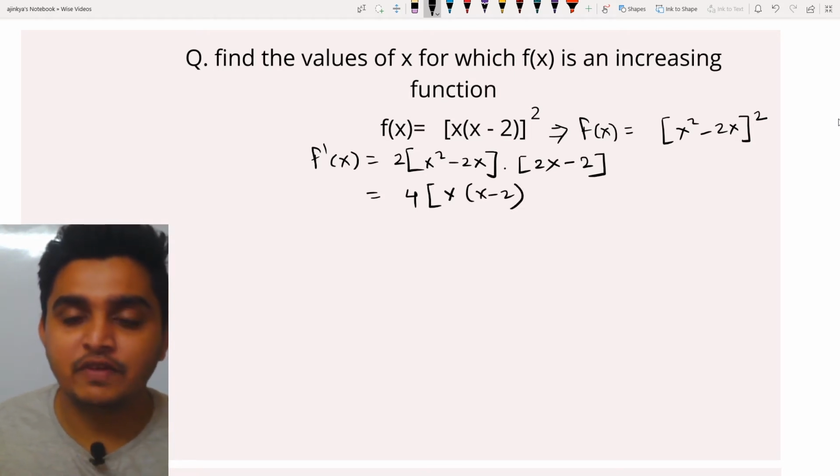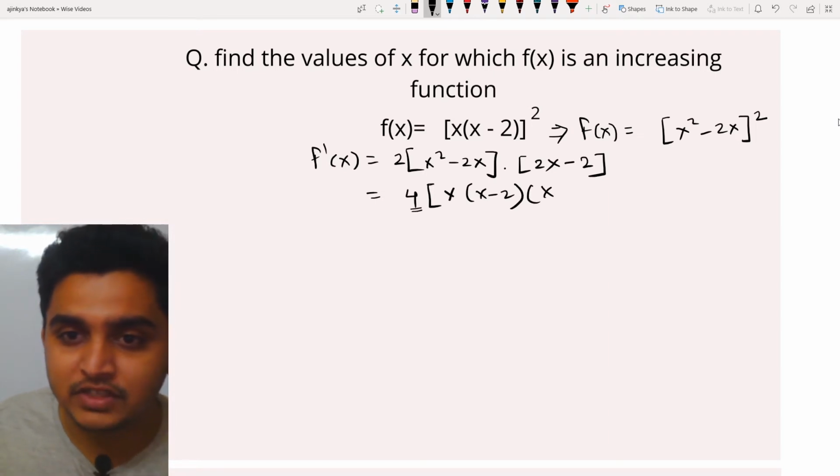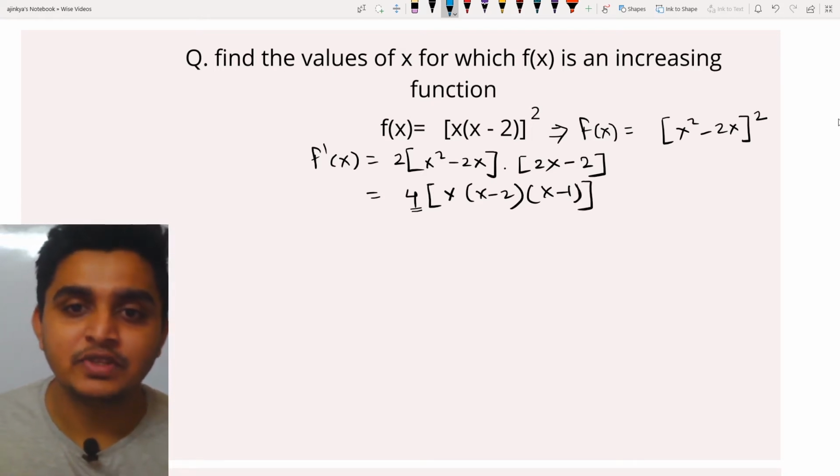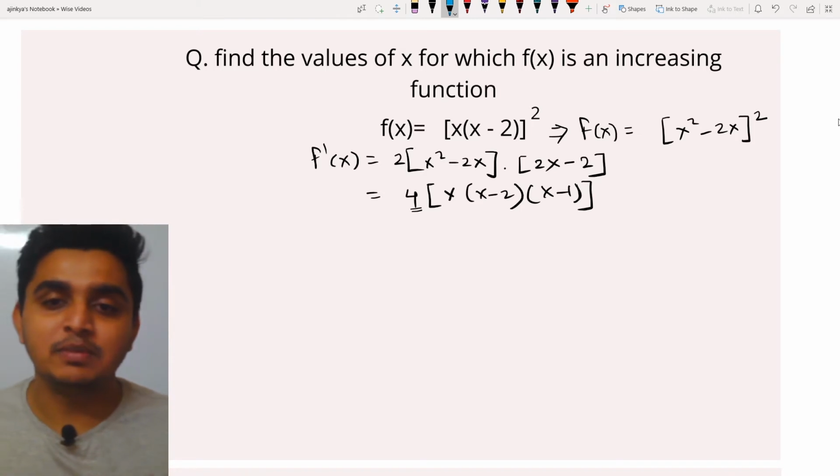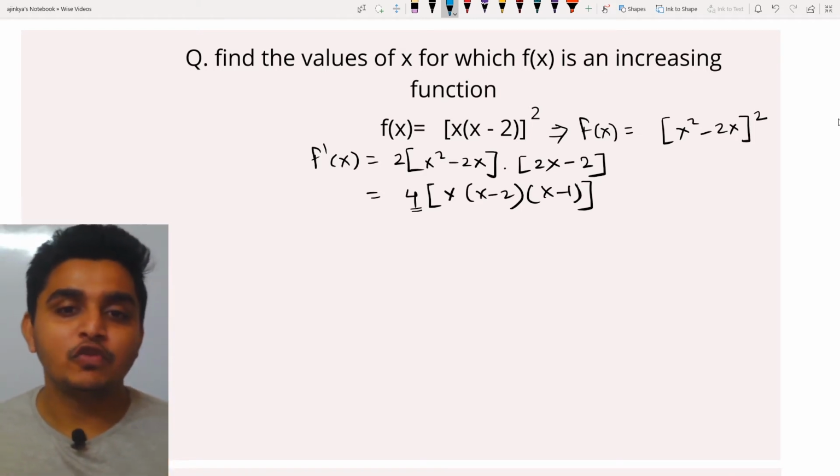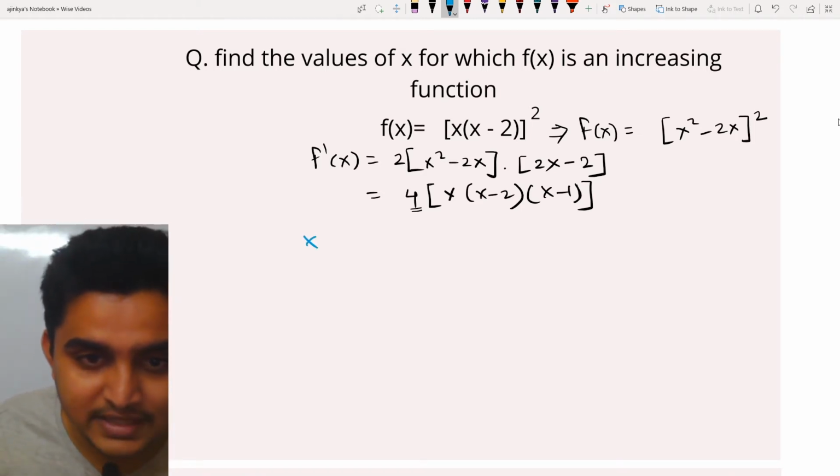And since we have taken 2 out common and we have multiplied here, since we have got 4 here, we can say that the remaining function is x minus 1, and this is your last function. So this is the most simplified way, and here you have to find out what are the values of x.